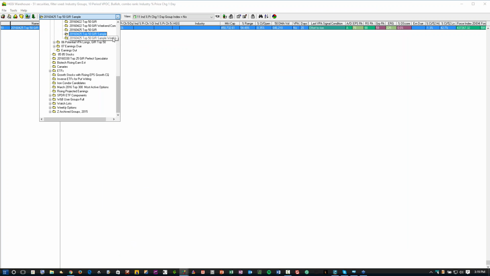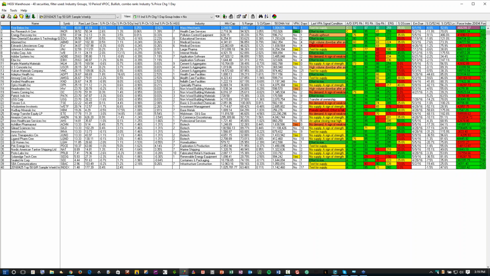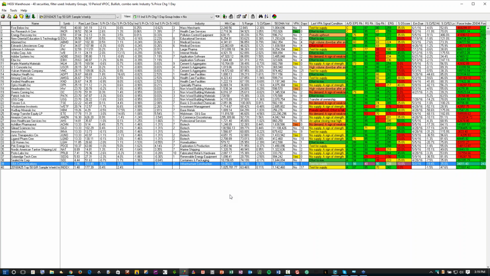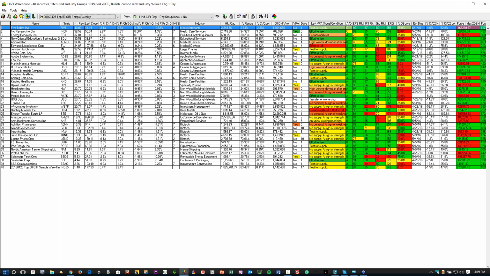Once again, I will go back in here and I will go on the sample weekly, and evidently we couldn't come up with 50 stocks. Unless I've got a filter on. No, I do not have a filter on. So anyway, I got a short list here, but that's the way I cut it down. These are the ones that appear most often.